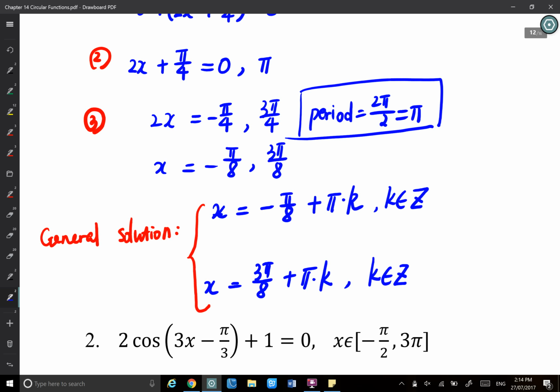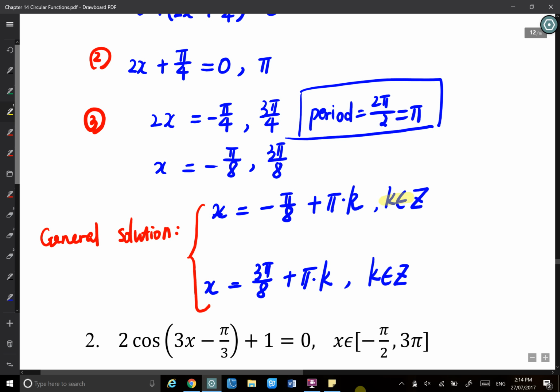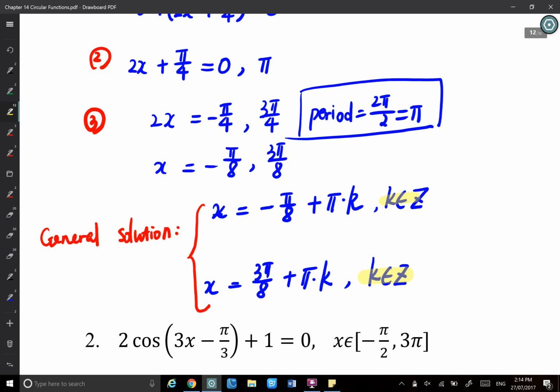So think about why I only take integer values. Because it means I'm adding 1 period, 2 periods, 3 periods, or subtracting 1 period, 2 periods, and 3 periods from that value. That is the general solution. You just find the first two values, find the period, and then add the period on that. But the important thing is you must write k belongs to Z. It's part of your general solution.